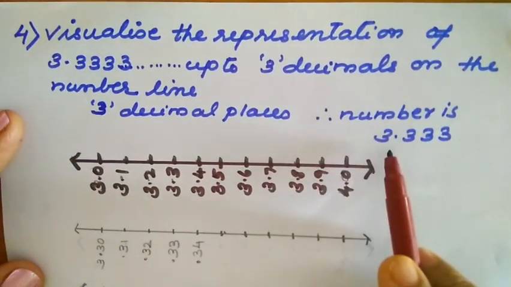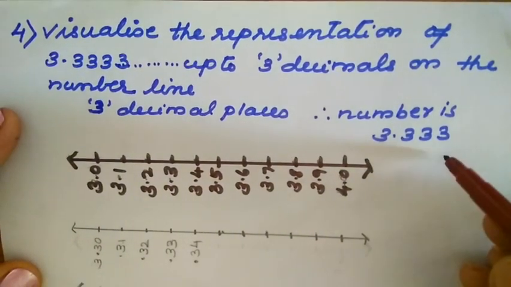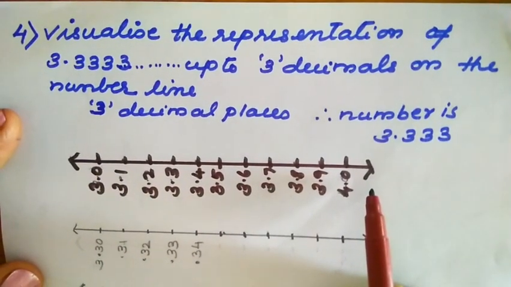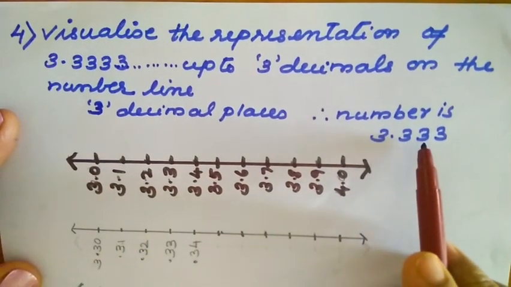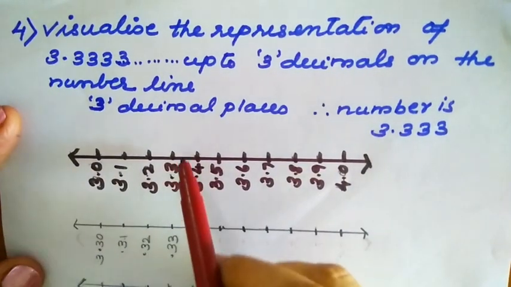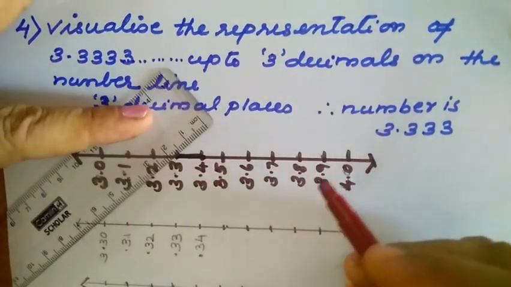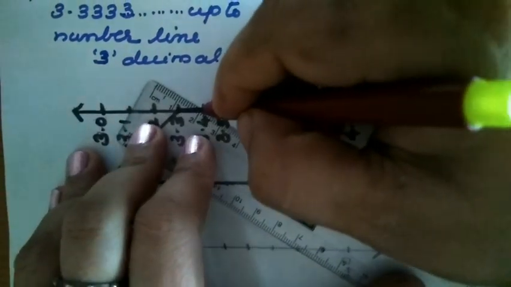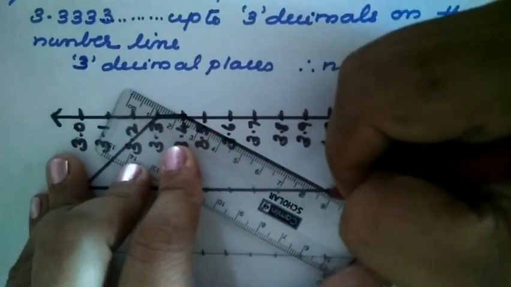So how to locate? The first step is we should identify 3.333 lies between which numbers, 3 and 4. So that number line part we have drawn here. There is no need of explaining here. Then the first digit is 3 only, second decimal is also 3, third is also 3. This number lies between 3.3 and 3.4. So this 3.3 and this 3.4 we are using the lens and we are magnifying there. So we are drawing there.